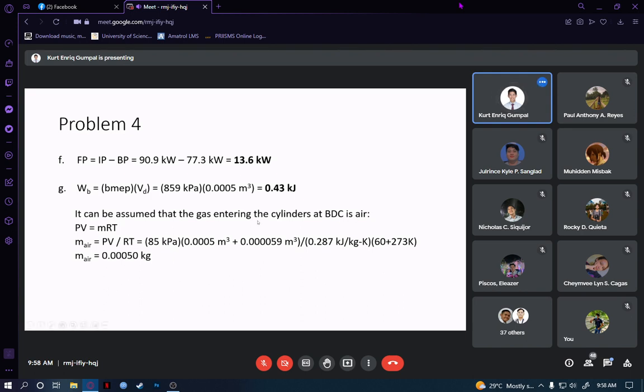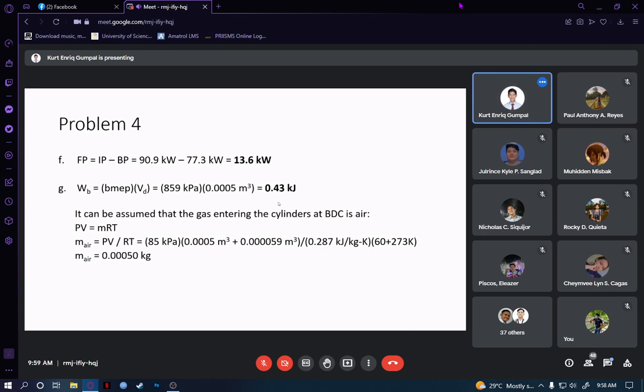Now your V is the volume of your cylinder, plus, who can recall what is 0.00059? Your 0.00059 is your clearance volume. You have to be very careful and you have to remember that. So your volume should not be just your volume per cylinder that we derived from the cylinder size or the engine size.